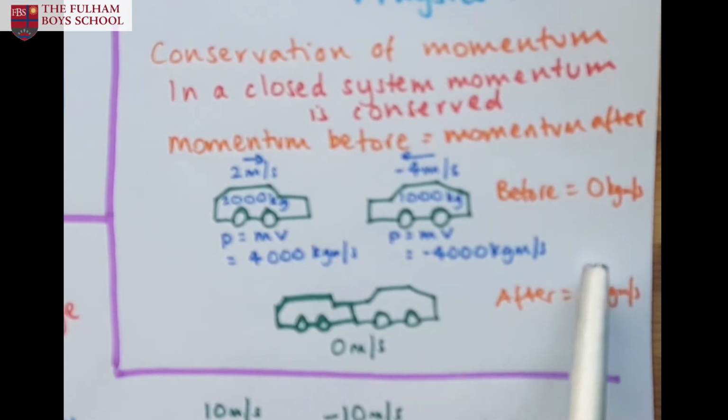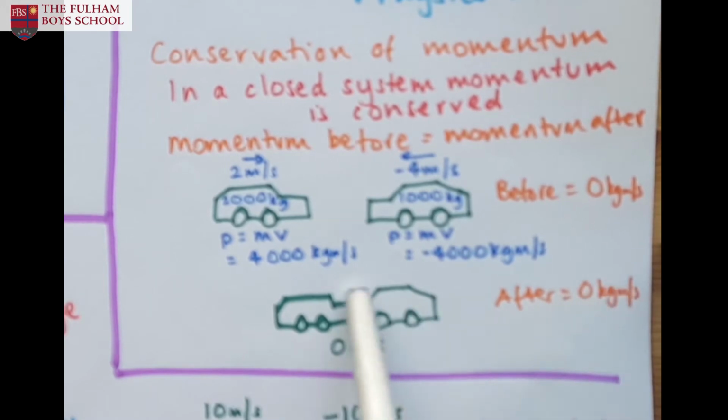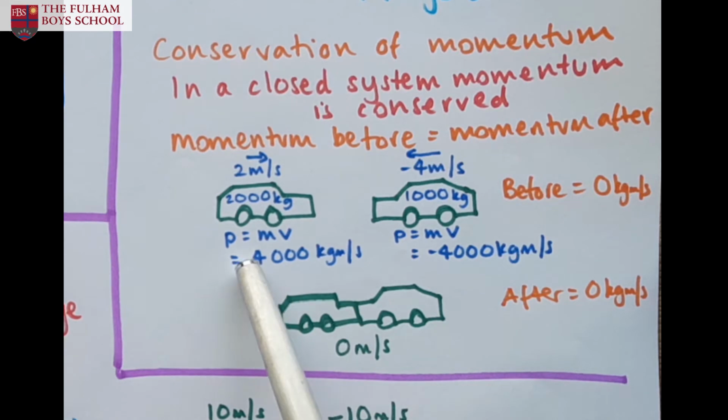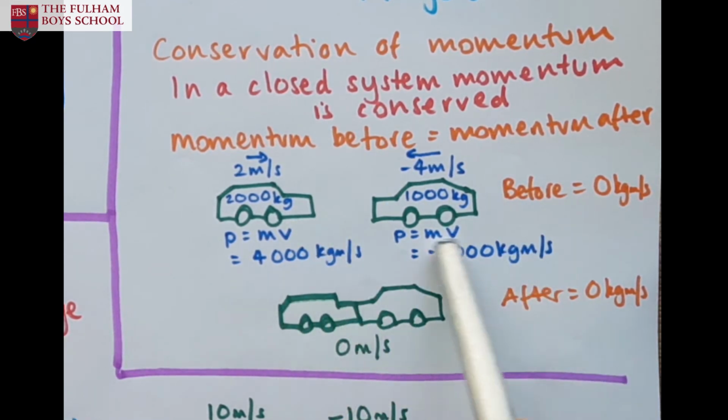So after the collision, the momentum will also be 0, meaning these cars could smash into each other and come to a perfect stop because they have equal and opposite momentum. Momentum before is 0, the momentum after, you can fully expect it to be 0. At Combined Science, that's all you're required to understand.